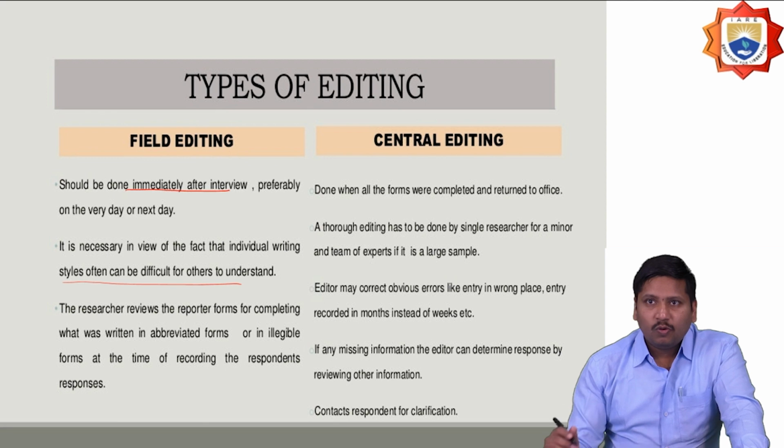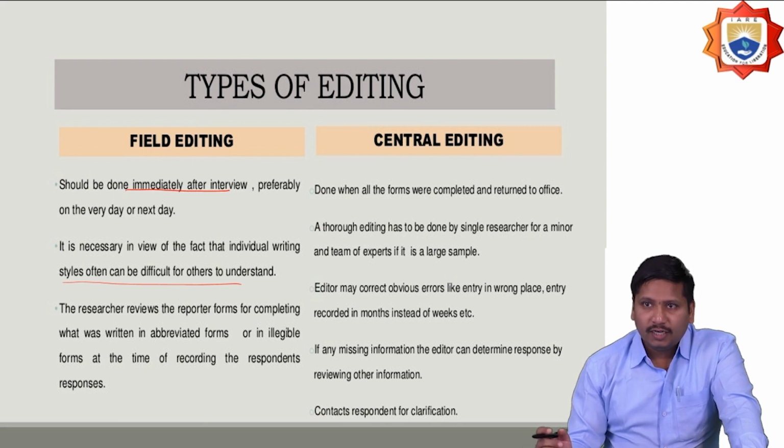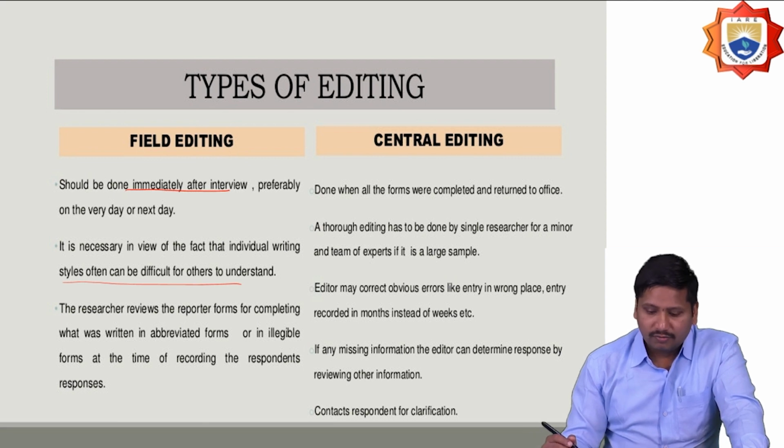Central editing should be done when all the forms have been completed. It has to be done thoroughly by a single researcher for a small sample, or by a team of experts if it is a large sample. The editor may correct obvious errors, like an entry in the wrong place or an entry recorded in months instead of weeks. If any information is missing, the editor can determine the response by reviewing other information, or contact the respondent for clarification.